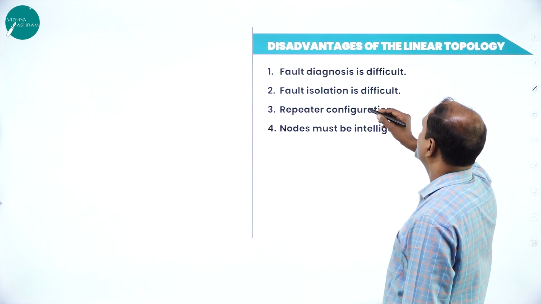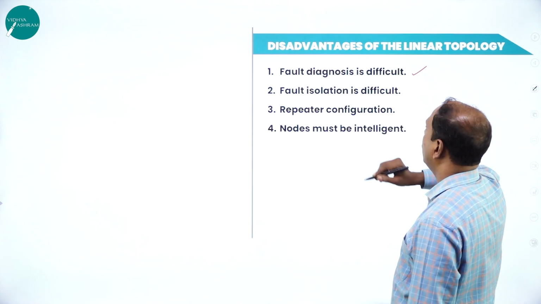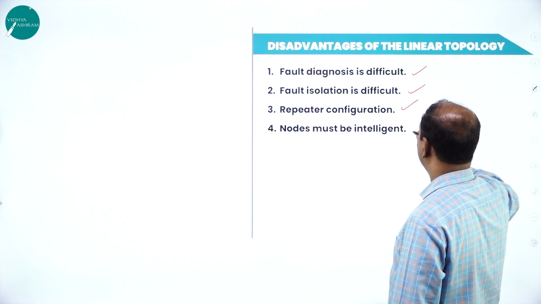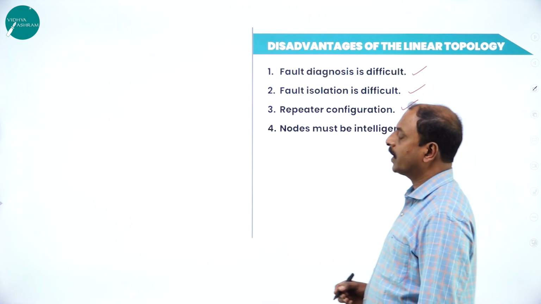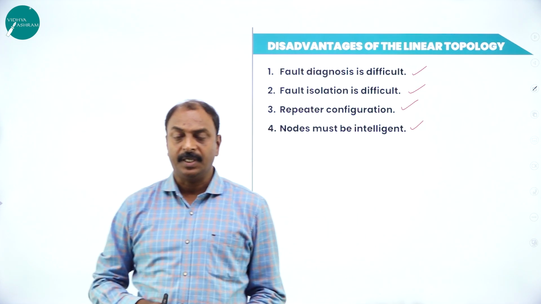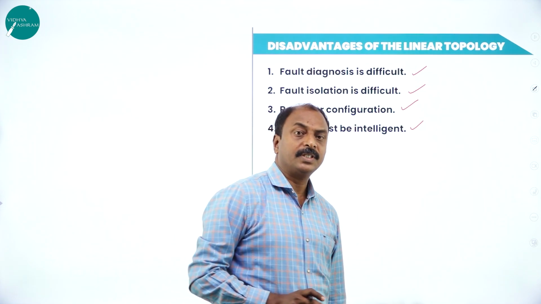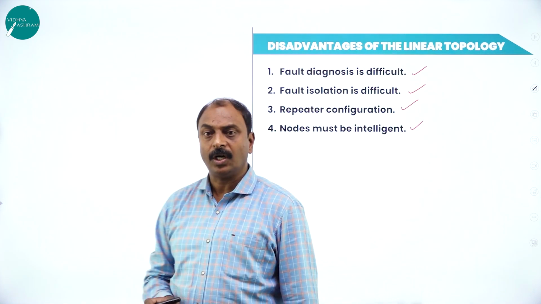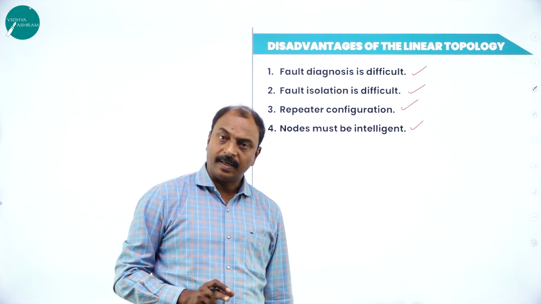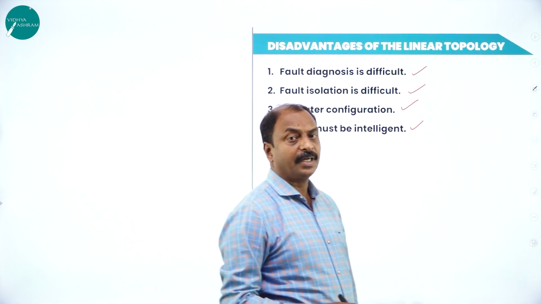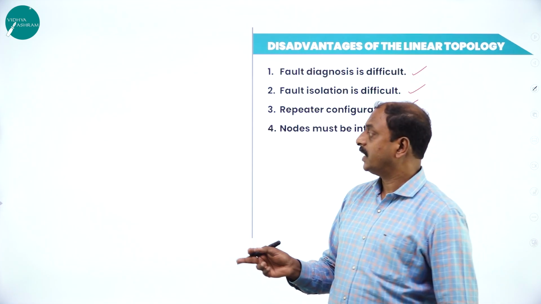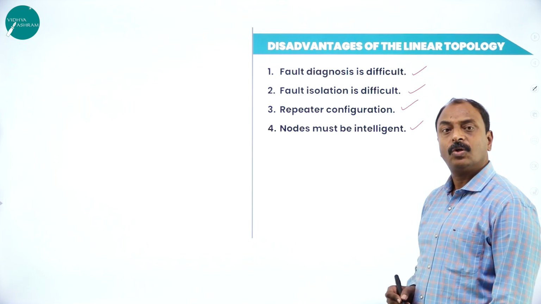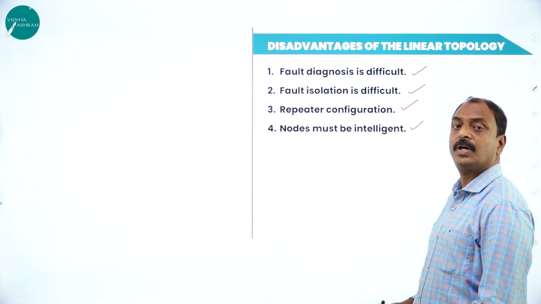Now, what are the drawbacks of bus topology? Here the fault diagnosis is difficult and isolation is also difficult, and repeater configuration and nodes must be intelligent. So what is the drawback of this? In a bus topology, if any one of the computer nodes is not functioning, then the entire network will be down. No other computers can transmit data to other computers. That is the main drawback of this.